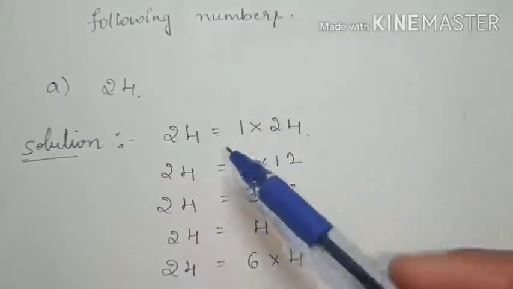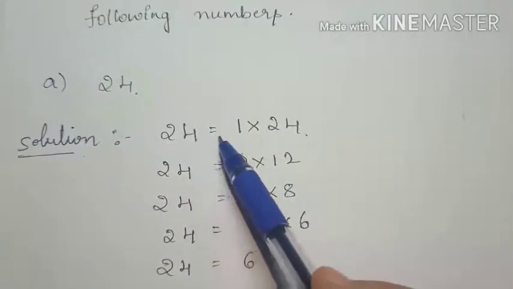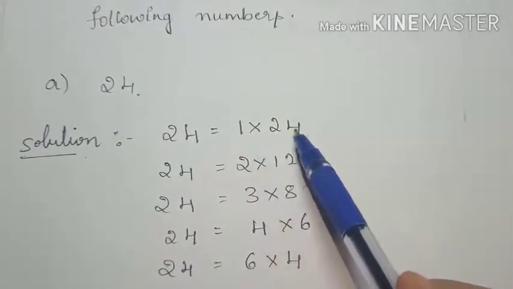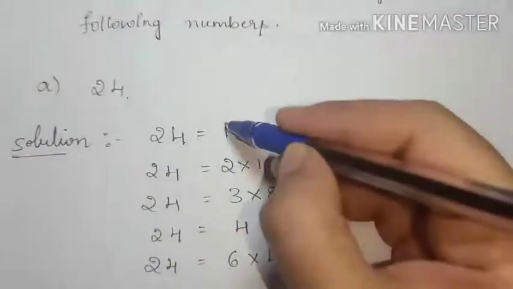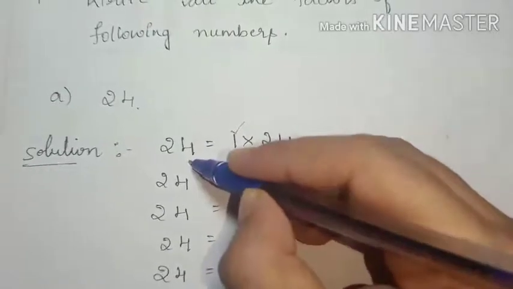24. Let us find the factors of 24. So 1 into 24. 1 24s are 24, right? So 1 divides 24 exactly.